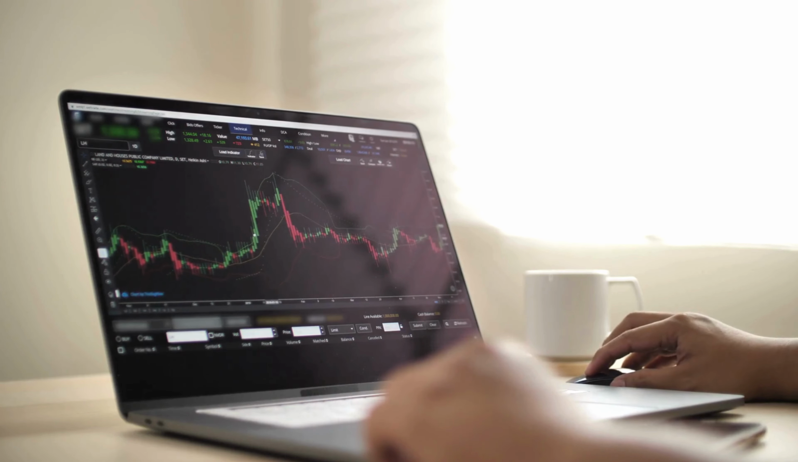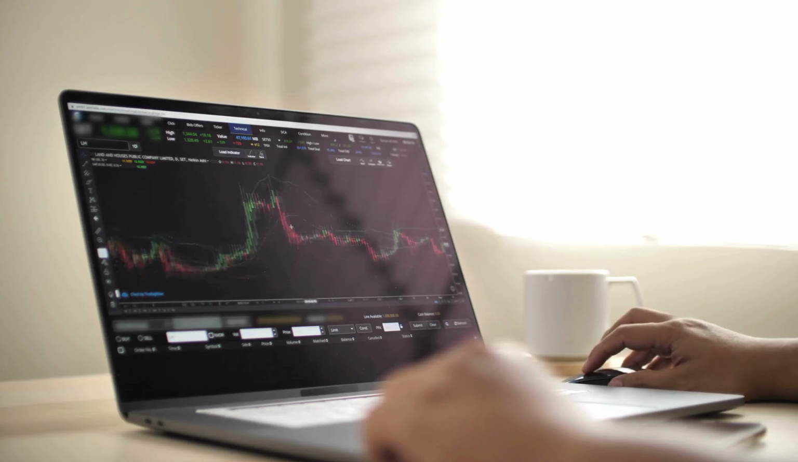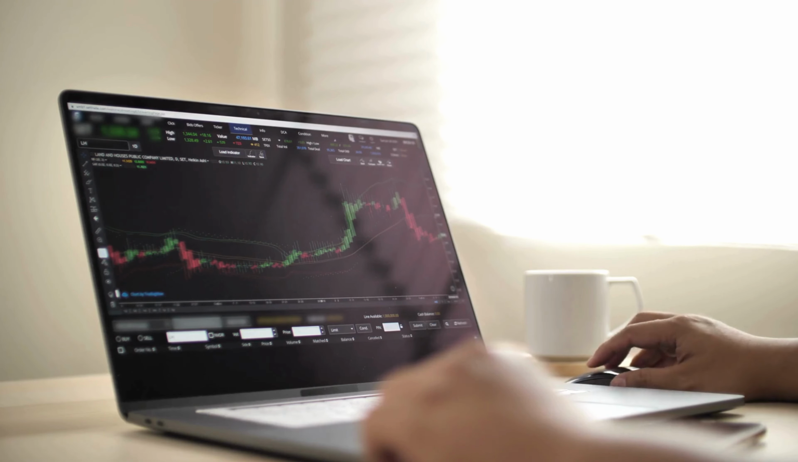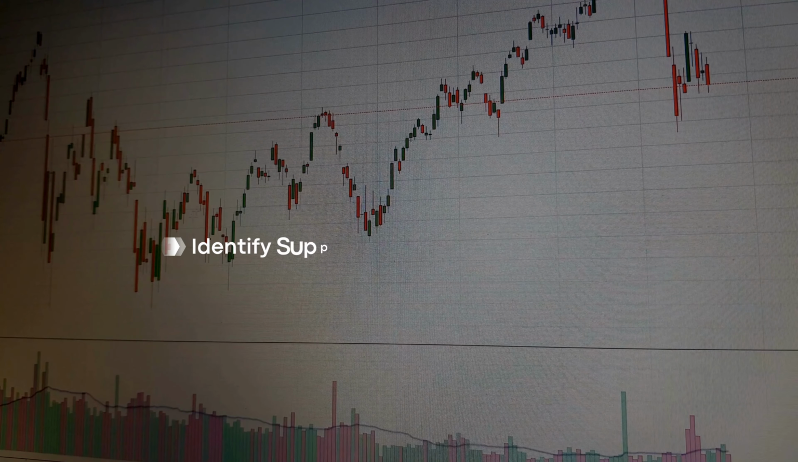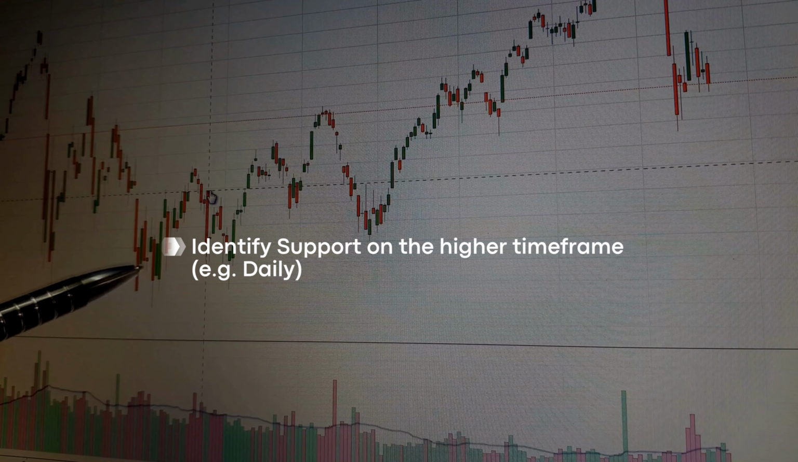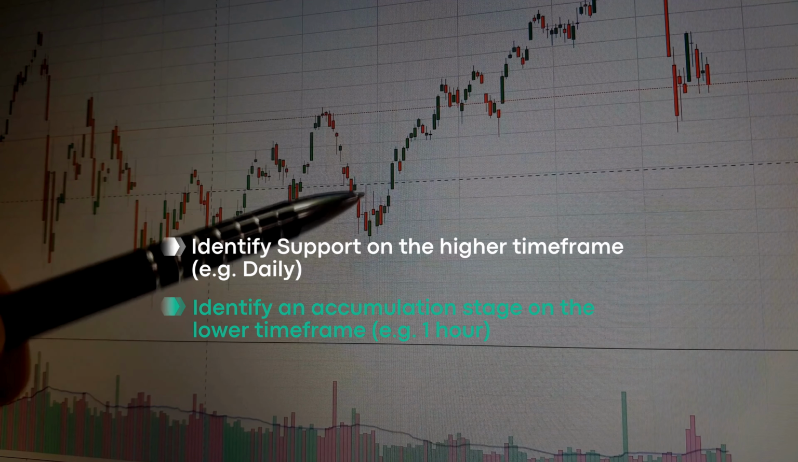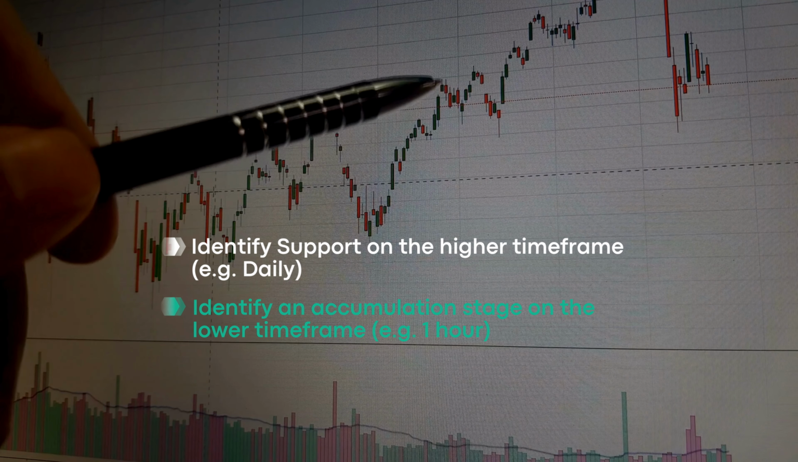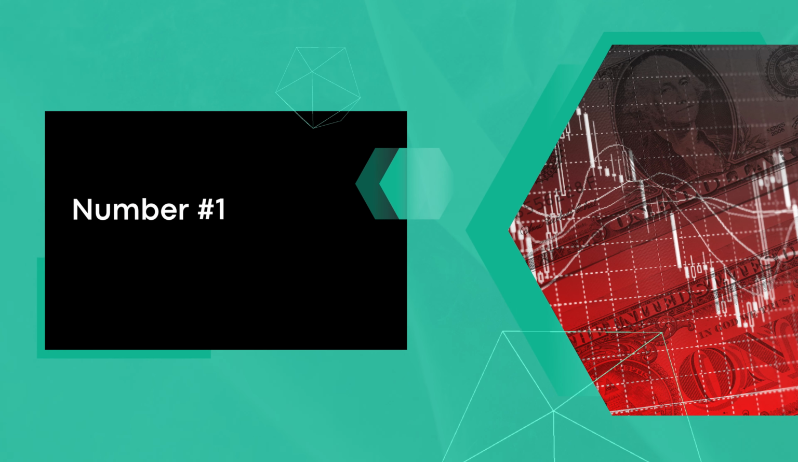You want to identify an accumulation stage that leans against the support on the higher time frame. Here's how to do it. Identify support on the higher time frame, for example, daily time frame. Identify an accumulation stage on the lower time frame, for example, 1 hour time frame. Let me explain.